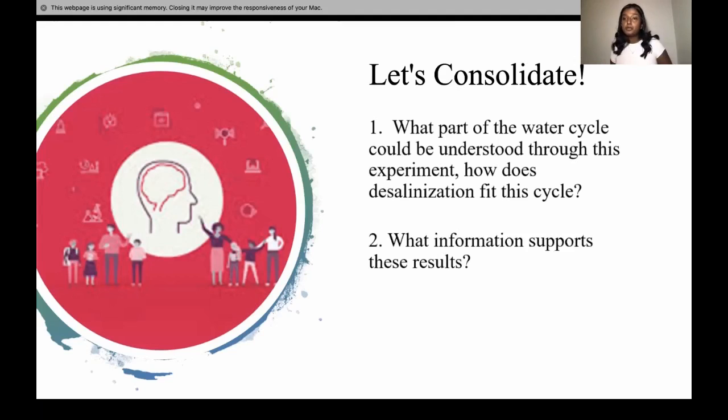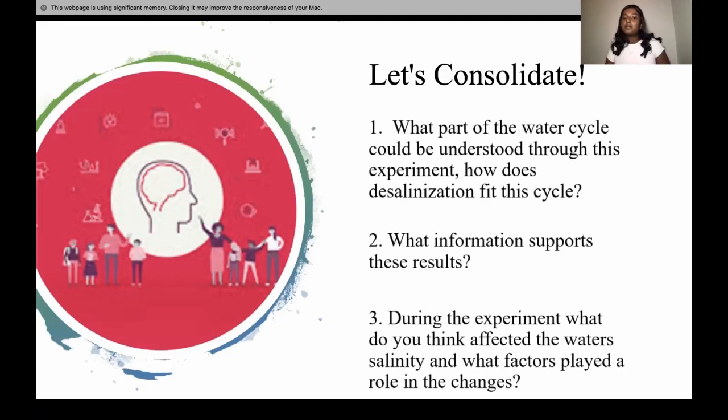So what information supports these results? I actually just explained that in the last question. So just looking at it and seeing that the 4 steps are happening, that's enough to support the information and to support the results of why the water in the cup is salty.